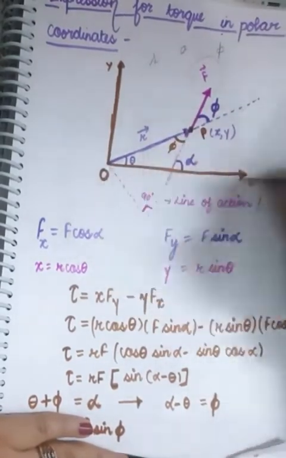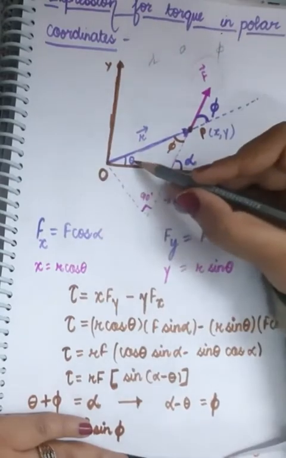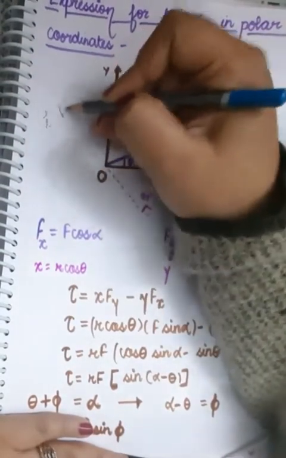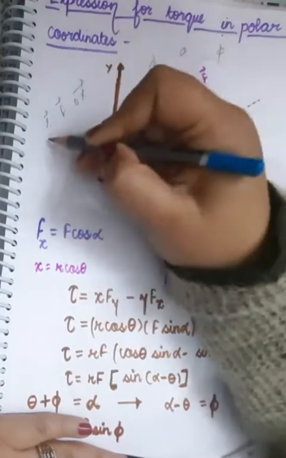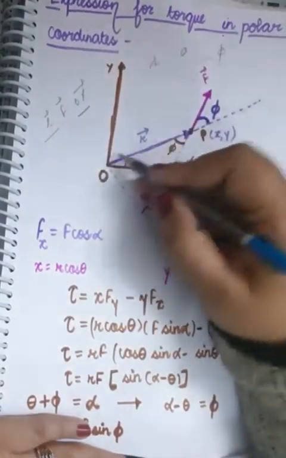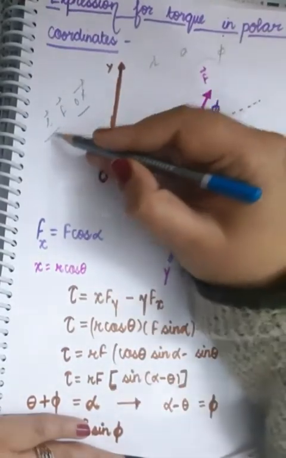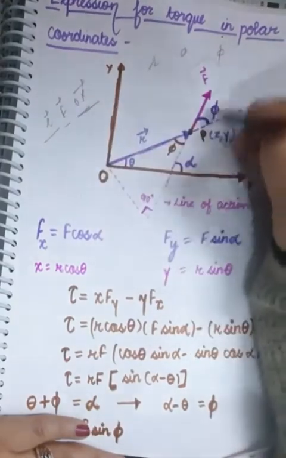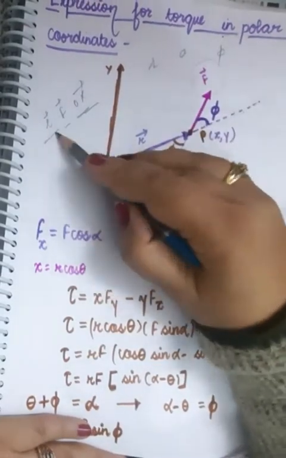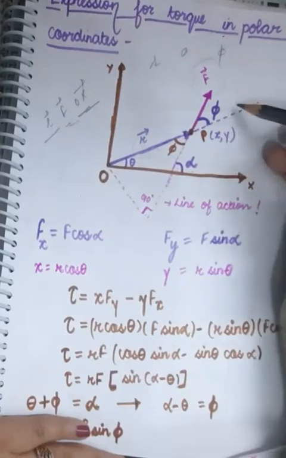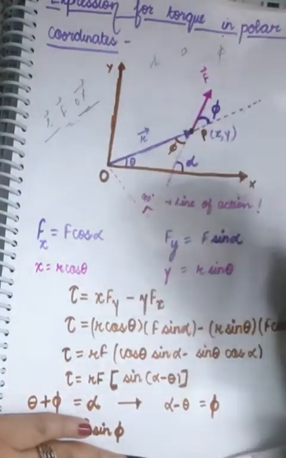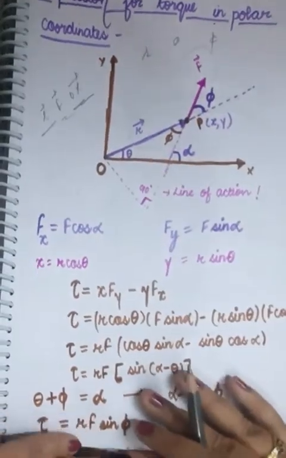R vector and OX vector, they are making an angle. See, R, F, OX. Angle between R and OX, theta. Angle between F and OX, alpha. Angle between R and F, phi. So, we have to discuss these things.